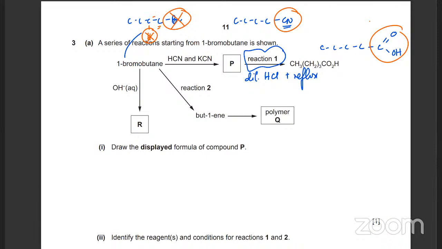So but-1-ene is going to be formed. The carbon that was attached to bromine will turn into a double bond, and then that but-1-ene is used to form a polymer.